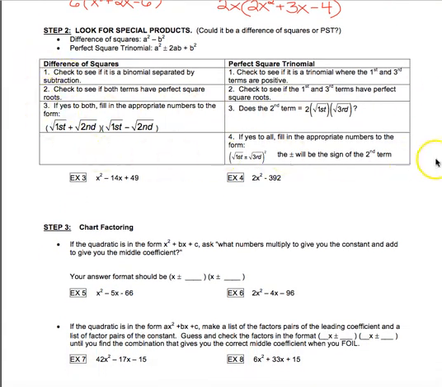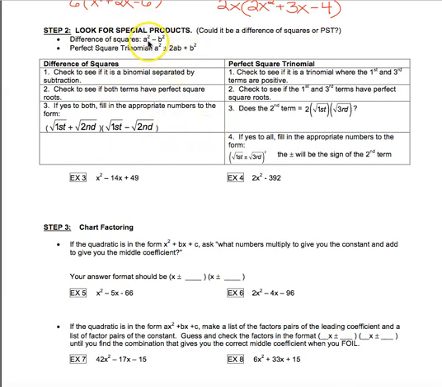This chart you need to study. Again, none of this is new. You did both of these types of special products in Algebra 1, but it is imperative that when you look at a factoring problem, that if it is a difference of squares or a perfect square trinomial, which we call a PST, that you are able to identify it quickly.